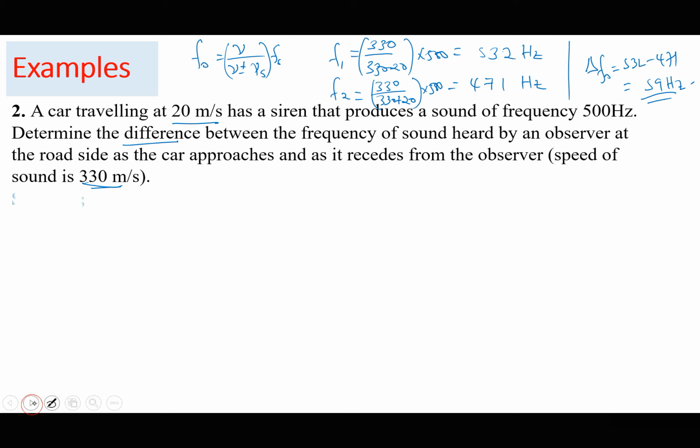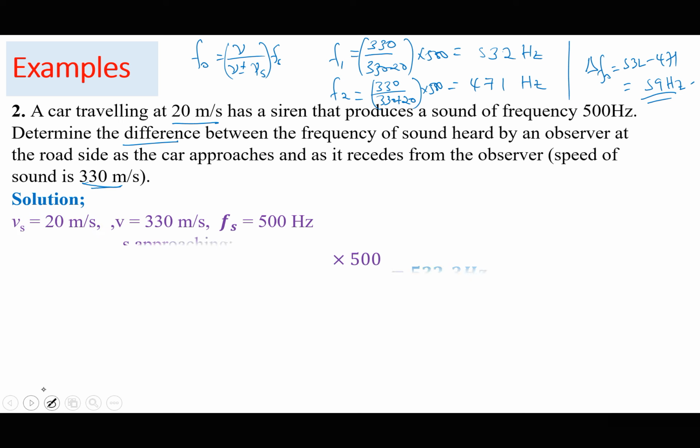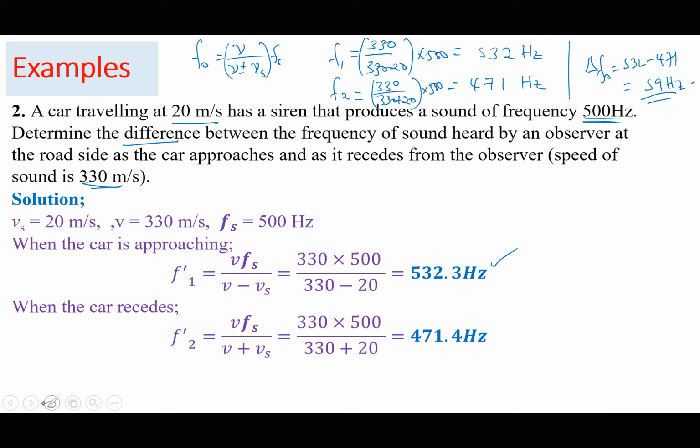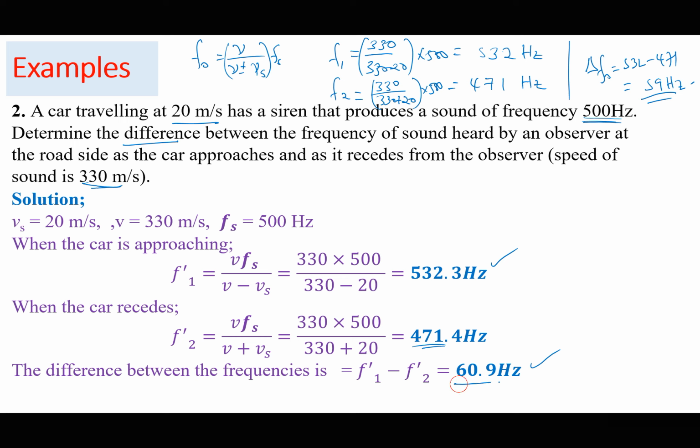Okay. So in my solution, I quoted the values. Of course, you don't need to quote the values in an exam because there is no such space. I got the frequency towards with more significant figures. We expect that the frequency towards must always be higher than the actual frequency of the source, which is 500. Then I also obtained the frequency away, which is supposed to be less than 500. Then I obtained the difference by subtracting, and I got 60.9. Because here I used more significant figures, this is slightly different, but it's almost the same as 59 hertz.